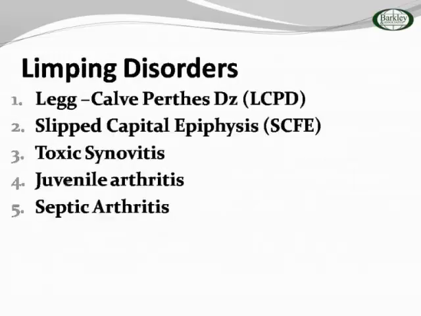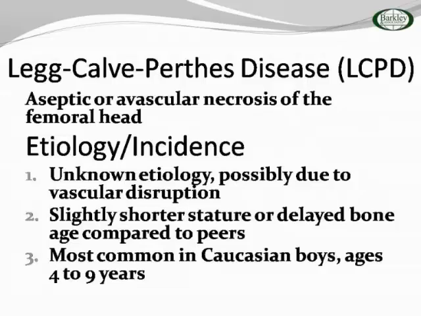So that brings us into limping disorders. And the two I'm going to actually go over in detail are Legg-Calvé-Perthes disease and slipped capital femoral epiphysis. But I want to tell you that we already did toxic synovitis. We don't cover juvenile and septic arthritis, but for septic arthritis, mainly it's the fever that would be associated with it. So let's talk about the first one, Legg-Calvé-Perthes disease.